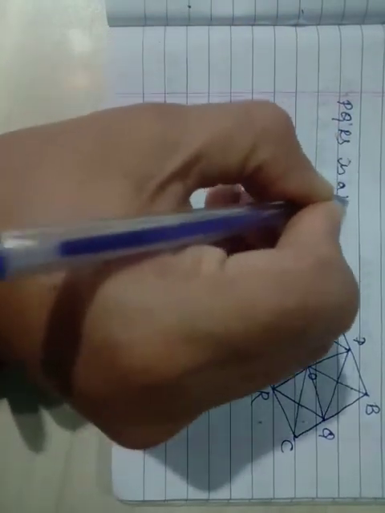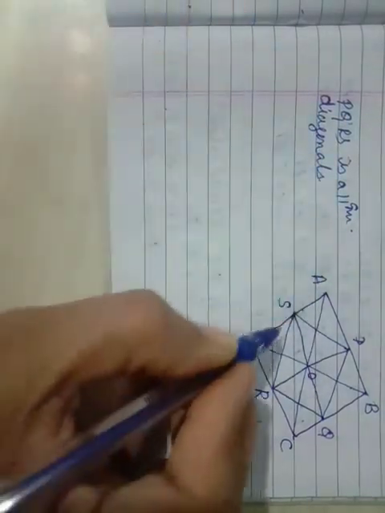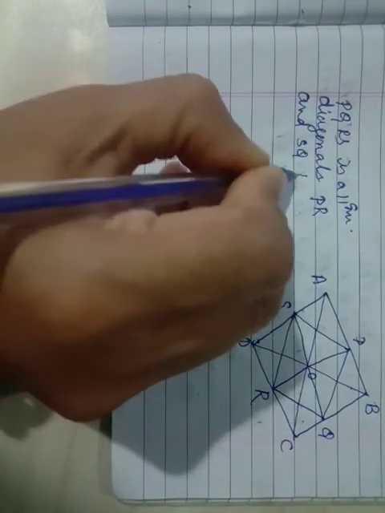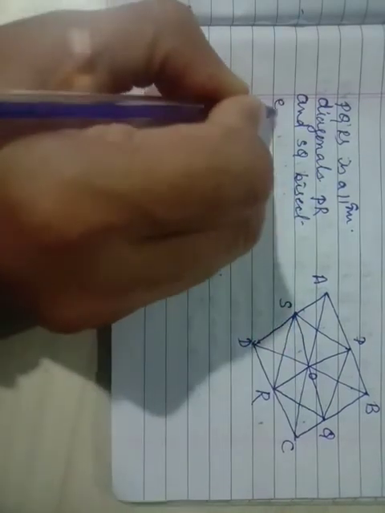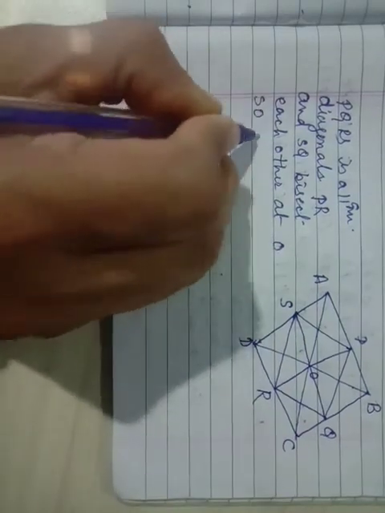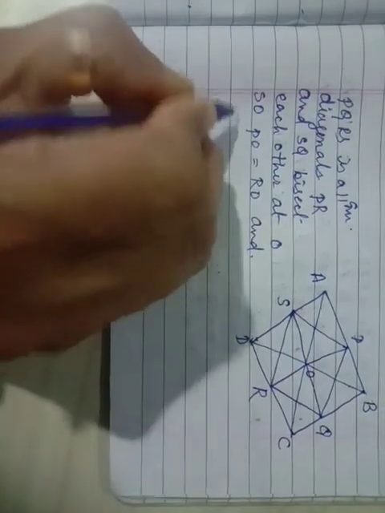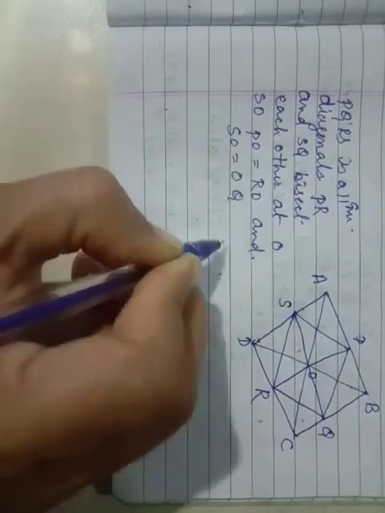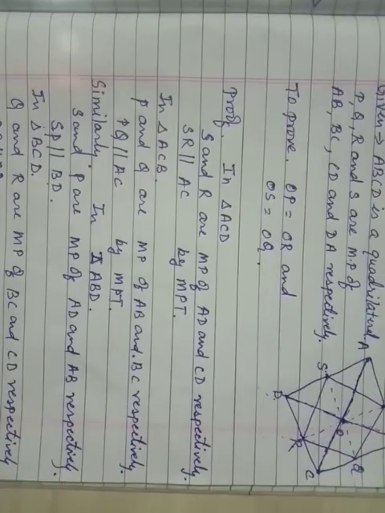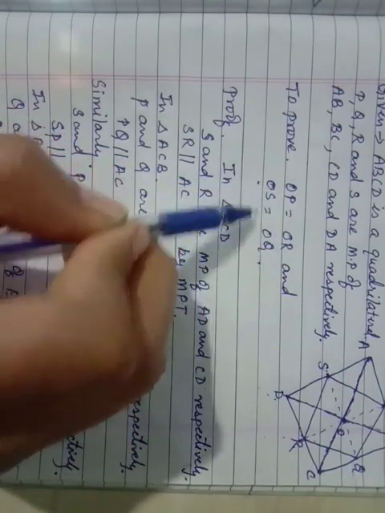PQRS is a parallelogram. Diagonals PR and SQ bisect each other at O. So PO is equal to RO and SO is equal to OQ. Hence proved. This is what we have to prove: OP is equal to OR and OS is equal to OQ.